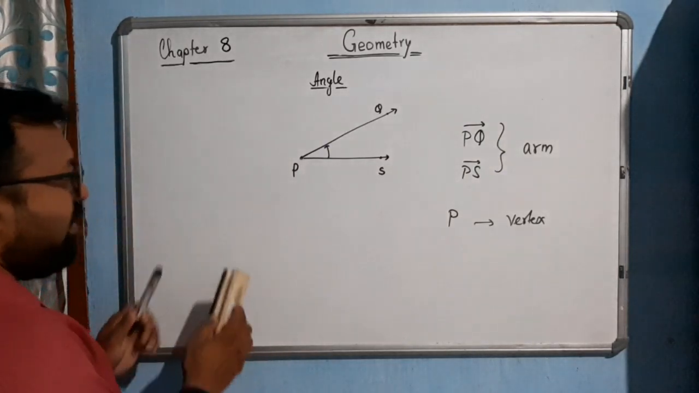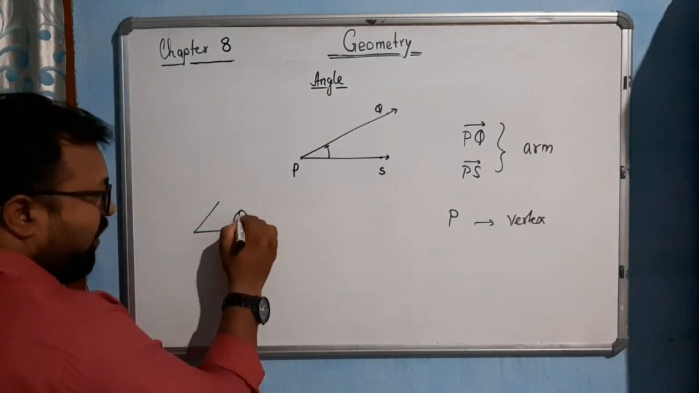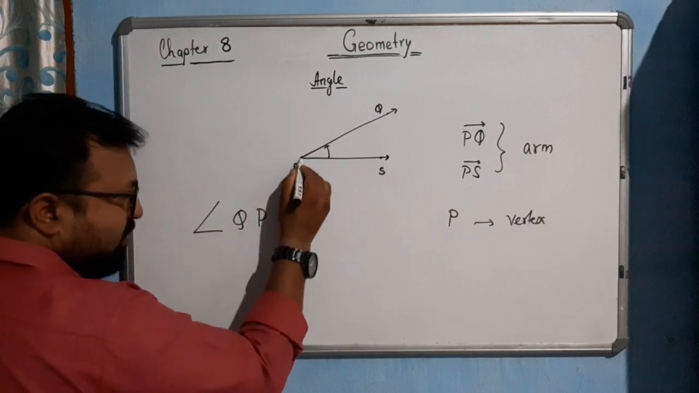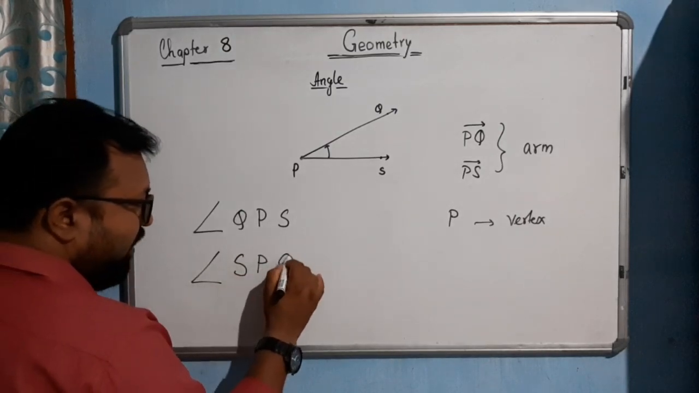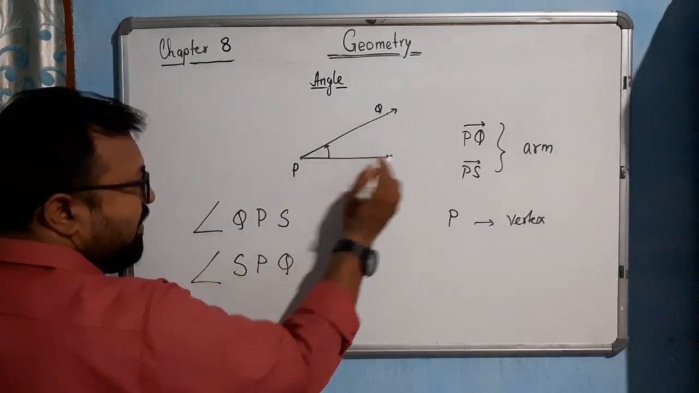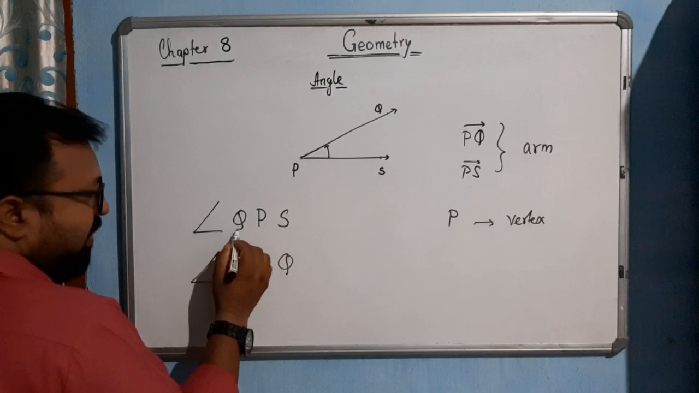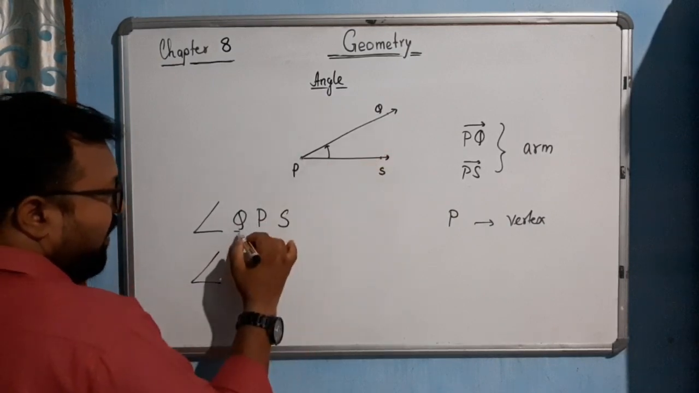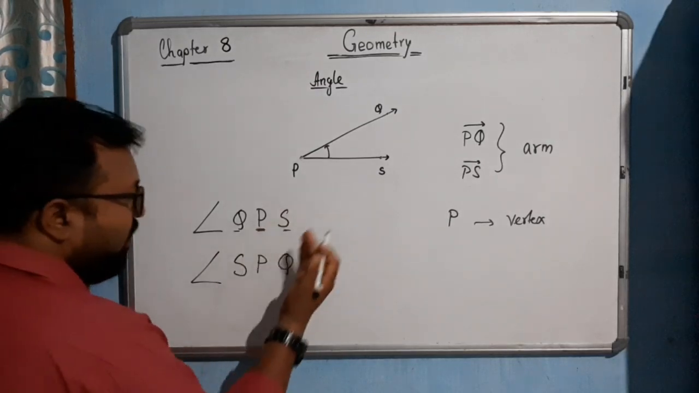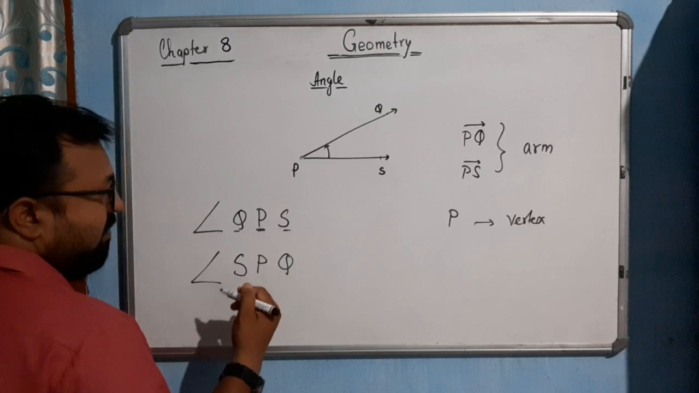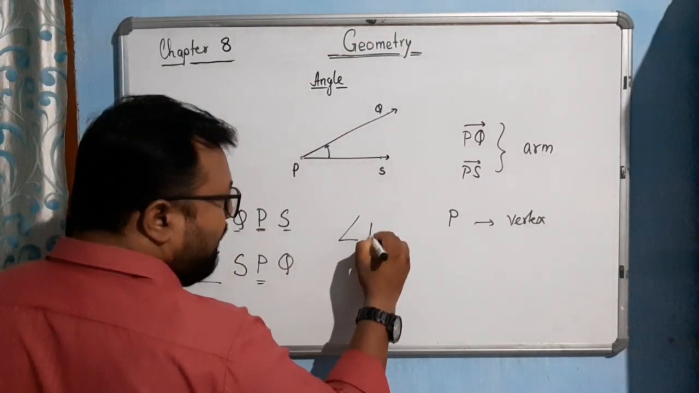So how will we name this angle? Let me write here. The name of this angle will be angle QPS, with the vertex in the middle, or angle SPQ. Remember that the two points at the end are the extending points, or end points, of the two arms. Every time you write the name of an angle, the vertex should be in the middle. Or simply you can write angle P.